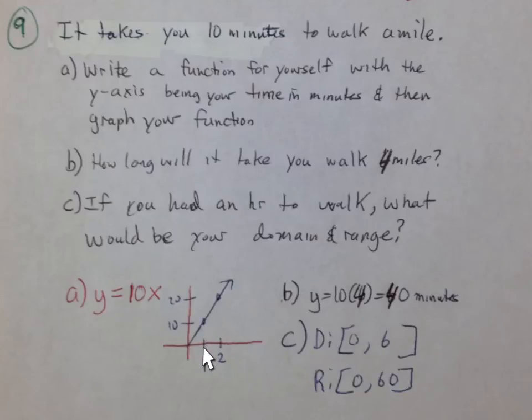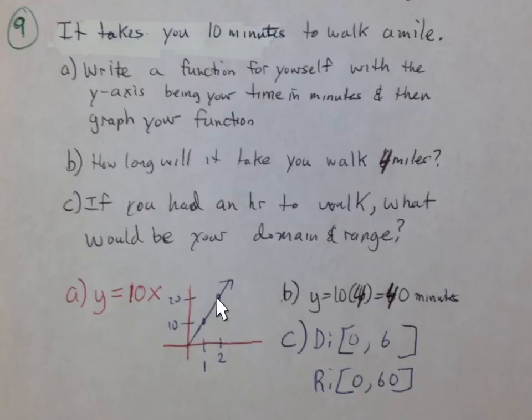I could put a dot there. After 1 mile, I would have been walking 10 minutes. After 2 miles, that would be 20 minutes. Once I get that, I got a line. So the key first is maybe to think of it as putting some points. Again, at 0 miles, I went 0 minutes. But at 1 mile, I went 10 minutes. And again, it says that the y-axis has to be minutes. So be careful on that.